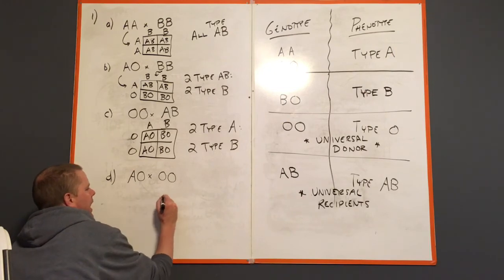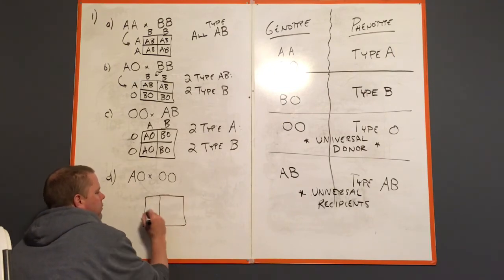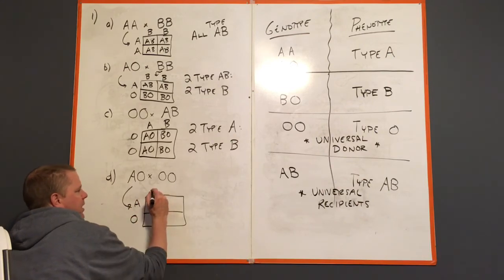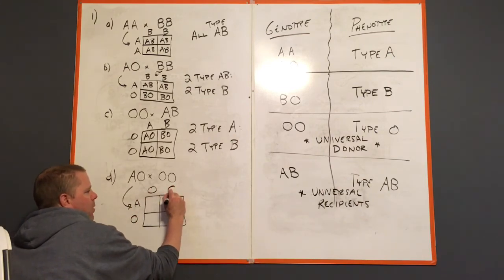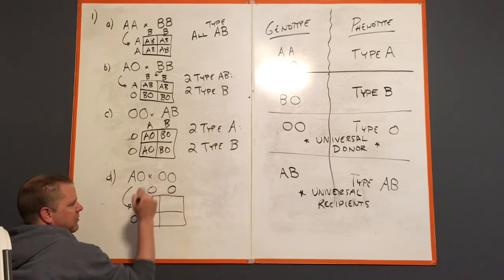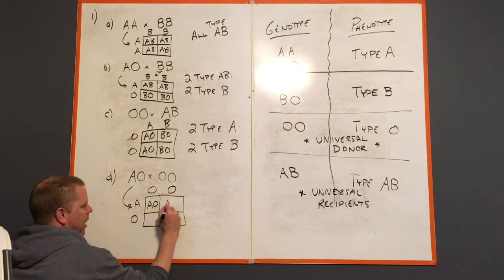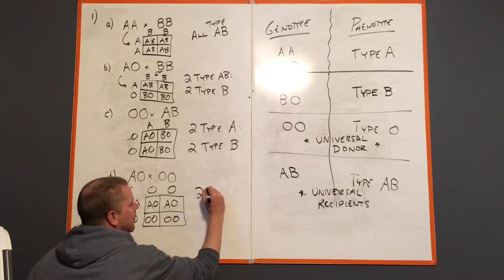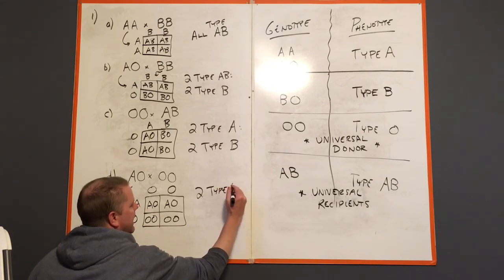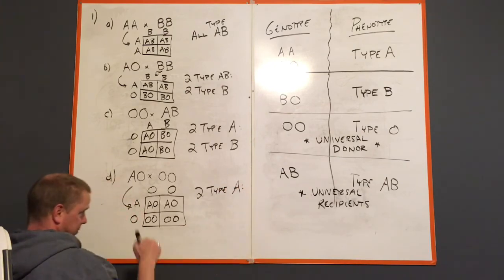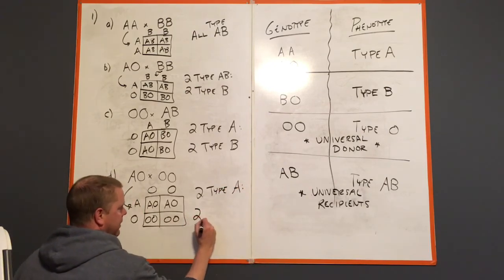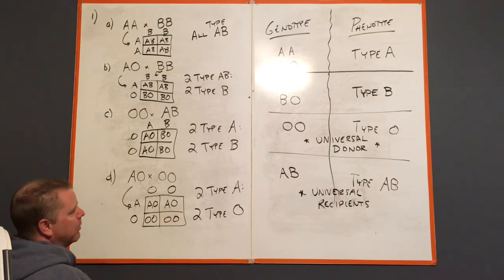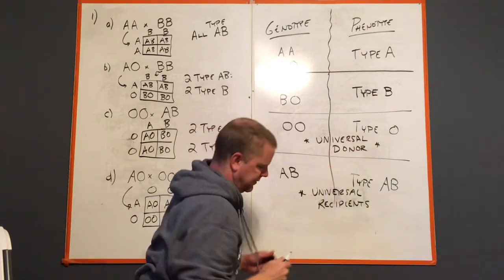Last one here, AO times OO. So what ends up happening here: 50% of the time type A, 50% of the time type O, and then O, O across the top, a type A person and a type O person. So we get AO, AO, OO, OO. So this person is going to have 2 type A kids and 2 type O. And remember, this is the only way to have type O, because it is truly recessive.